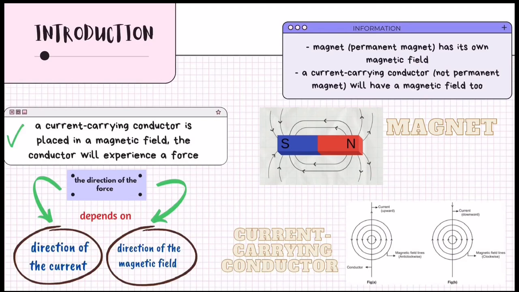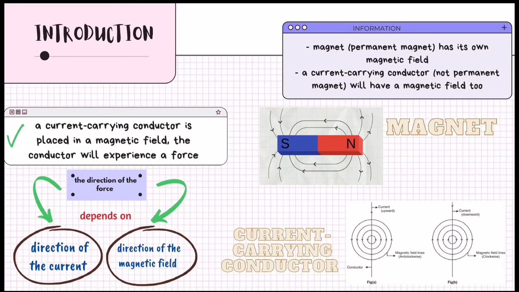But firstly, you need to know, a magnet is a permanent magnet which has its own magnetic field, while a current carrying conductor is not a permanent magnet, but it will have a magnetic field too. So, when a current carrying conductor is placed in a magnetic field, the conductor will experience a force. The direction of the force depends on the direction of the current and the direction of the magnetic field.